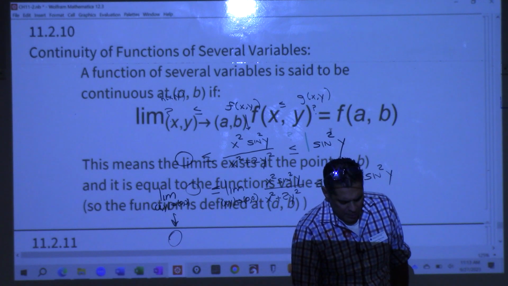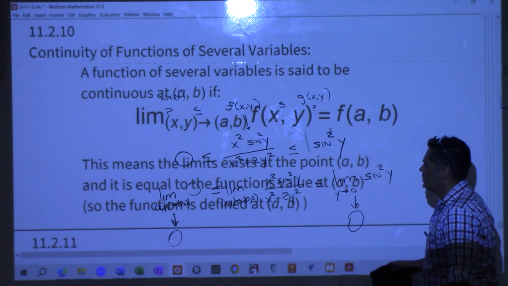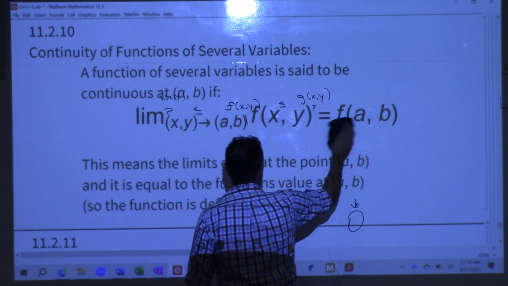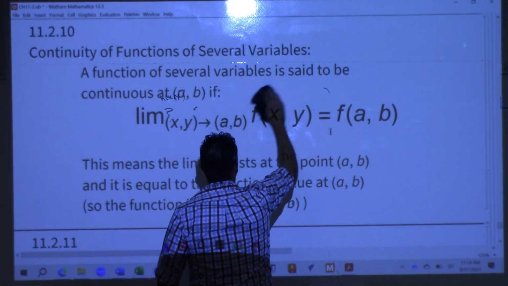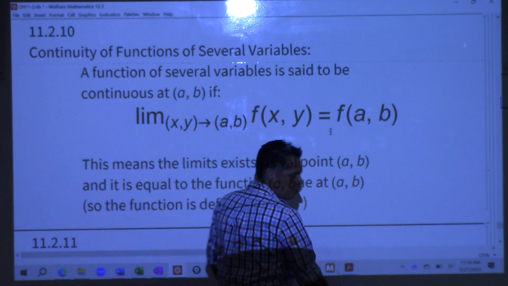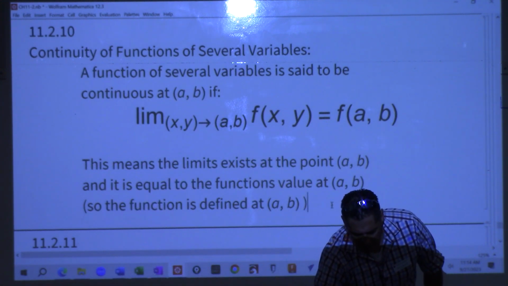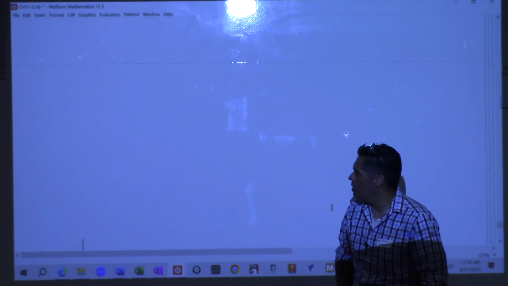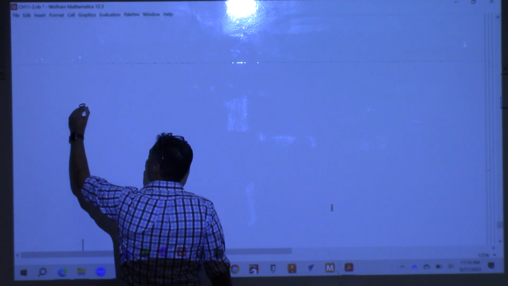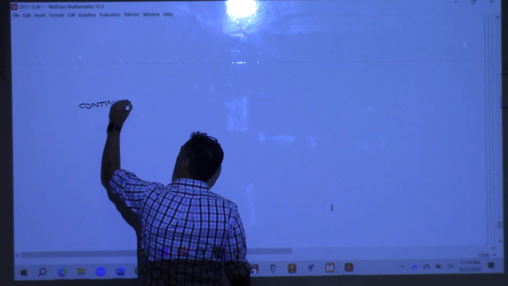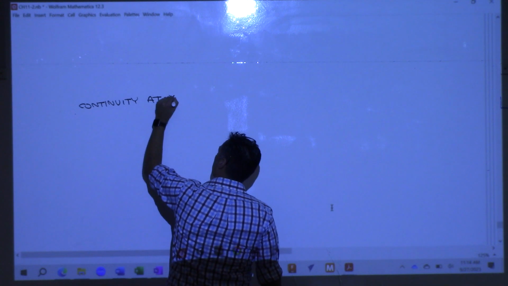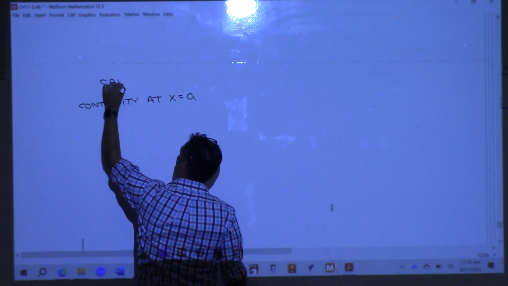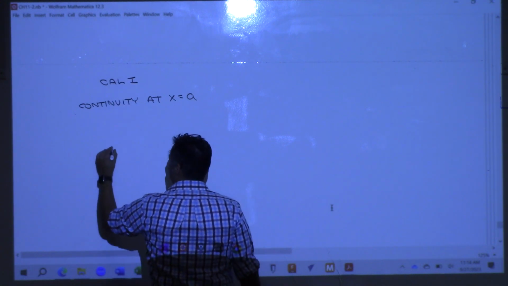All right, continuity. So limits in Cal 1, we do limits, and then we do continuity. So let me remind you again what continuity was in Cal 1. There's a definition for it. Continuity at x equals a.